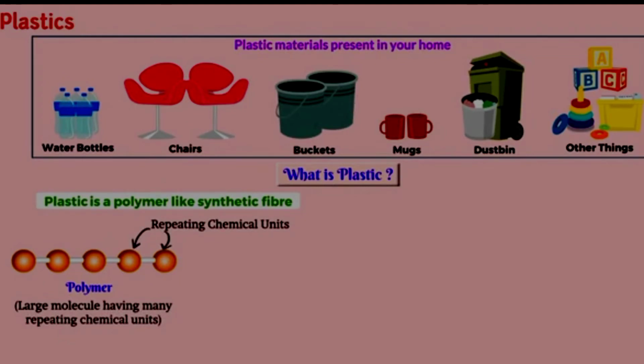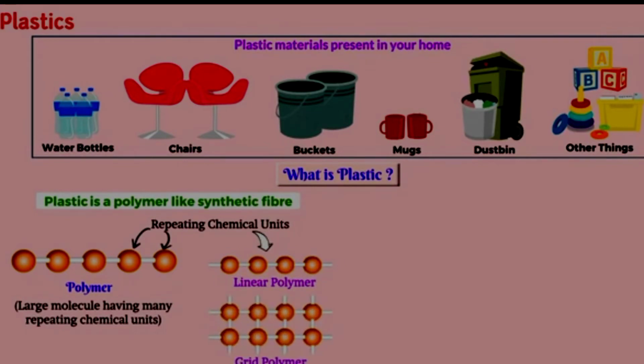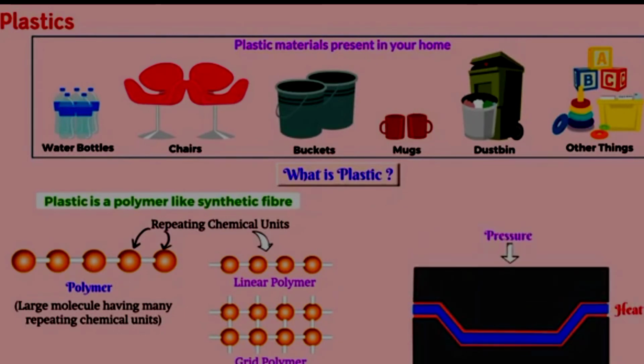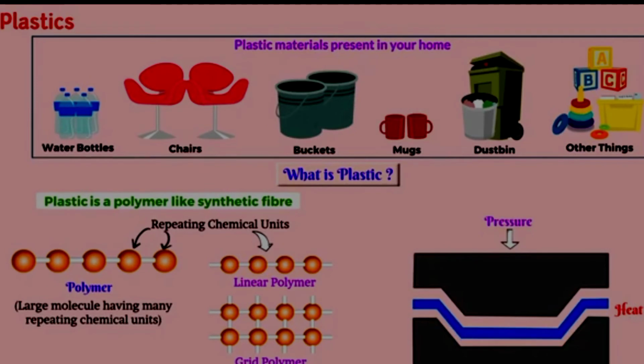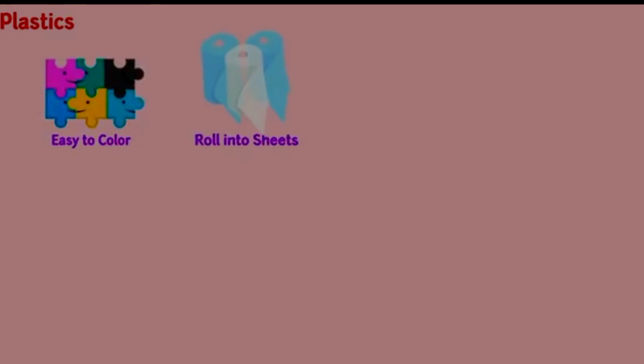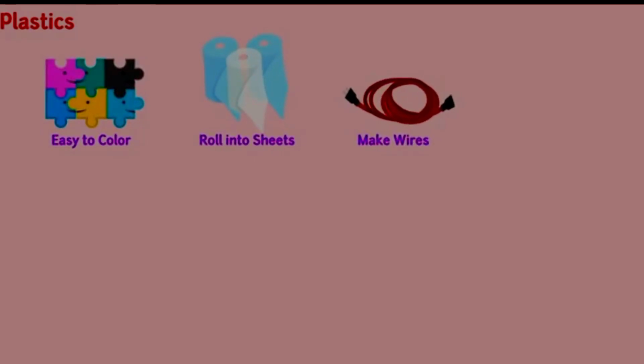In plastic, these units may join in linear fashion or grid, that is, cross-link fashion. By application of heat and pressure, it is possible to form any shape from plastic. And thus, plastic is easily moldable. This is the reason why we find a variety of articles of different shapes and sizes. It is easy to color plastic, roll it into sheets, make wires.